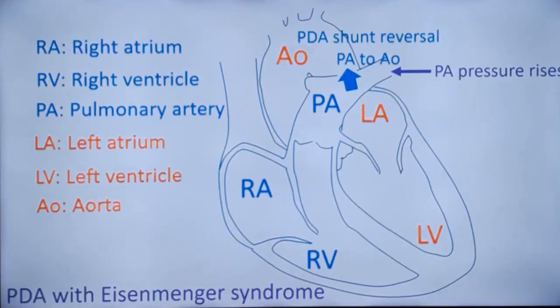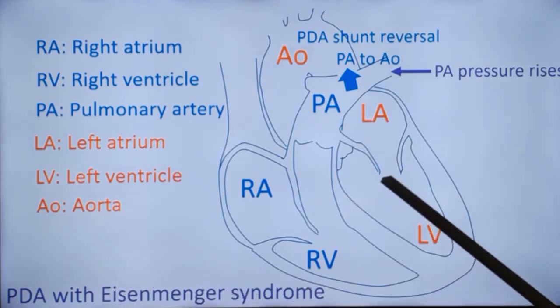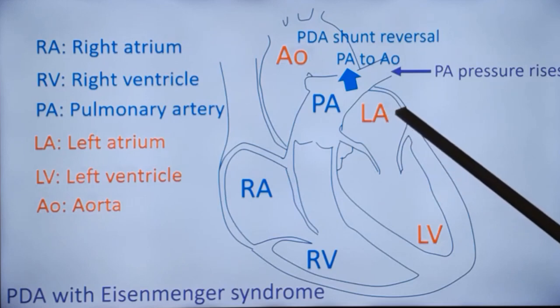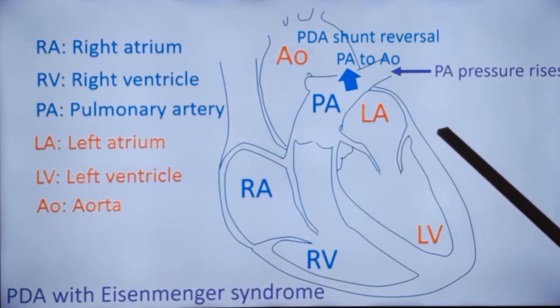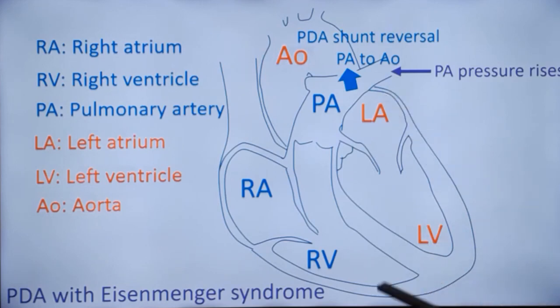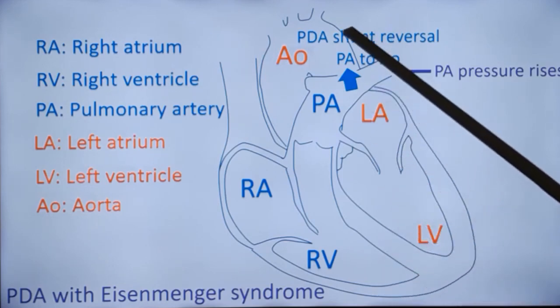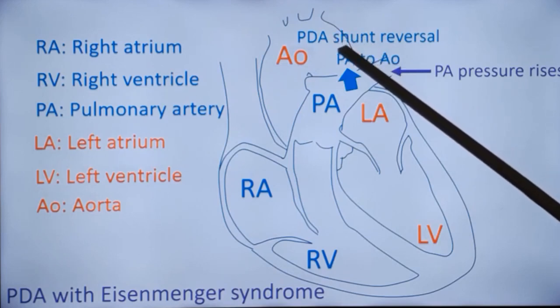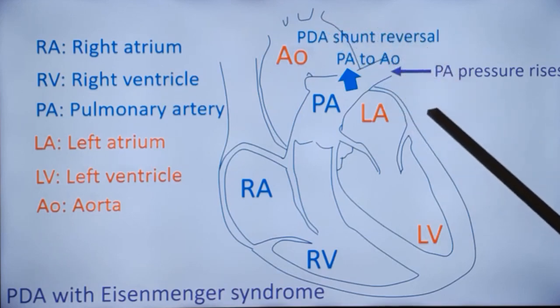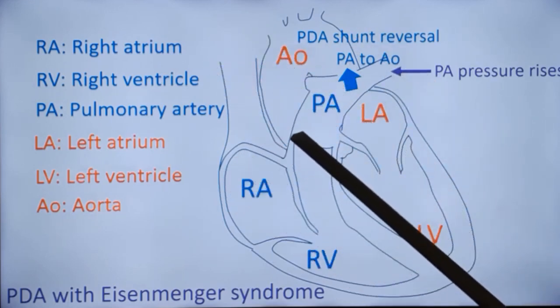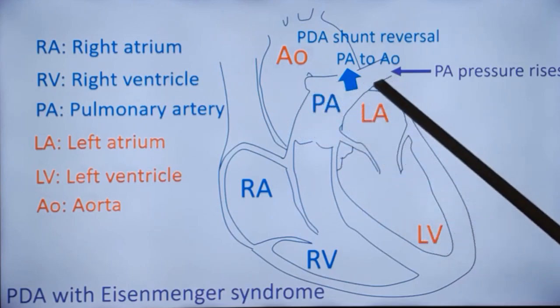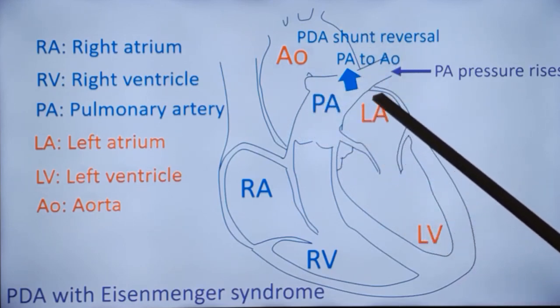Diagrammatic representation of PDA with Eisenmenger syndrome. Important in PDA with Eisenmenger syndrome is that the shunting is going into the descending aorta. So there will be differential cyanosis and clubbing. Clubbing and cyanosis will be more in the lower limbs. Sometimes as the left subclavian is near the shunt, the left upper limb can also have cyanosis. Right upper limb cyanosis is less likely. That is PDA Eisenmenger syndrome with differential cyanosis and clubbing.